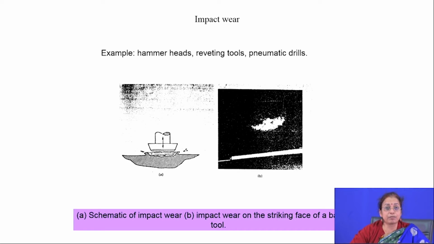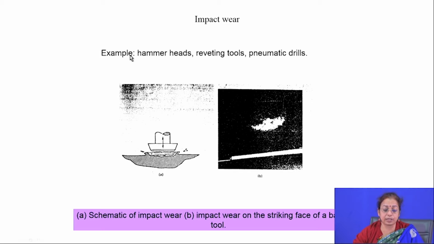The third type of wear is impact wear. Here impact loading, a very heavy load, is applied on the surface for a very short duration, and then the load is released. The kind of wear you see there is called impact wear. This is again fatigue wear or fluctuating loading, but the loading-unloading time is very low. You load it for a very short duration and then unload it, load for a very short duration and unload it.